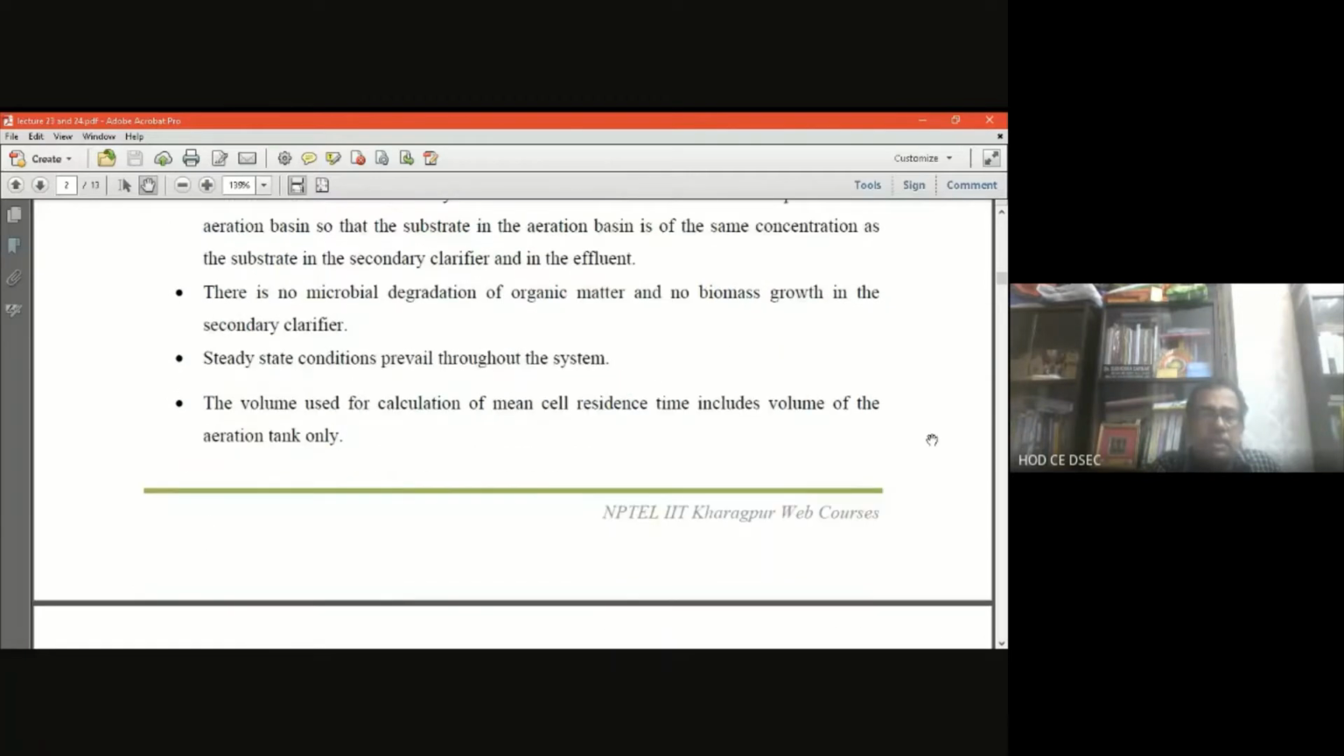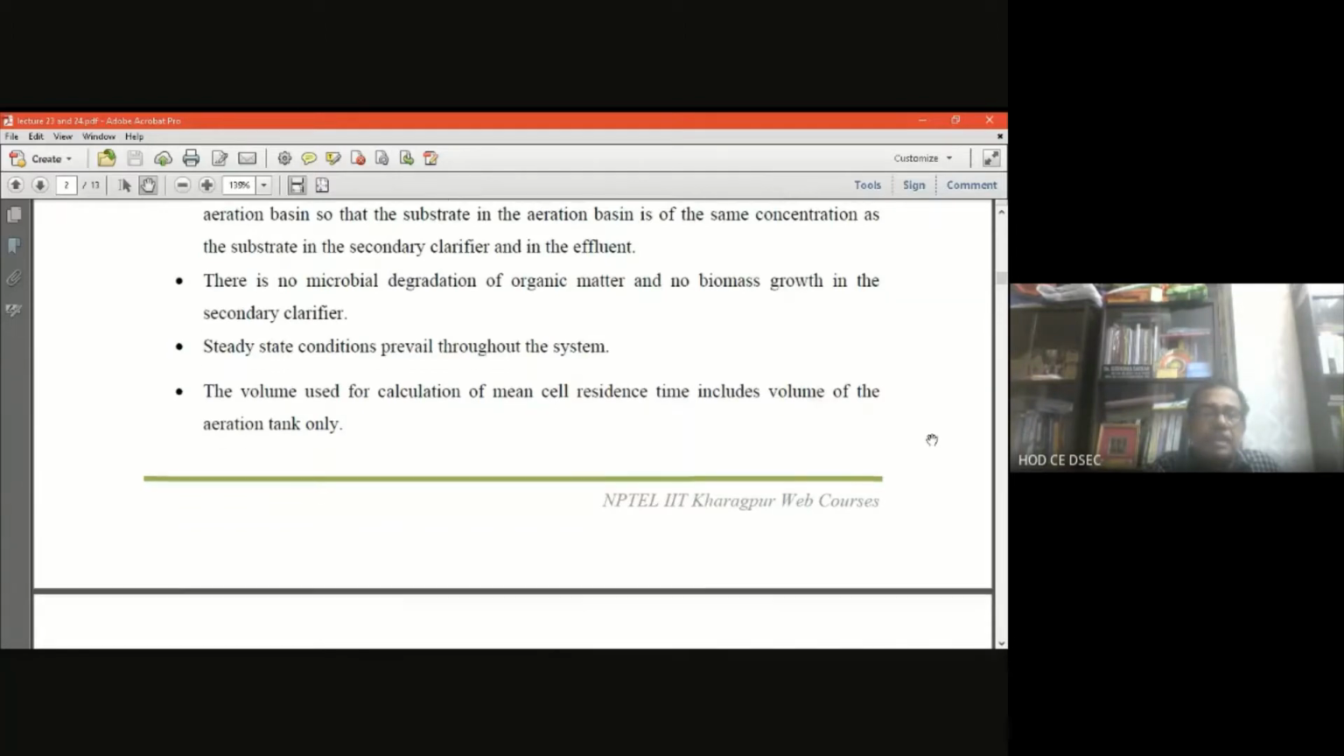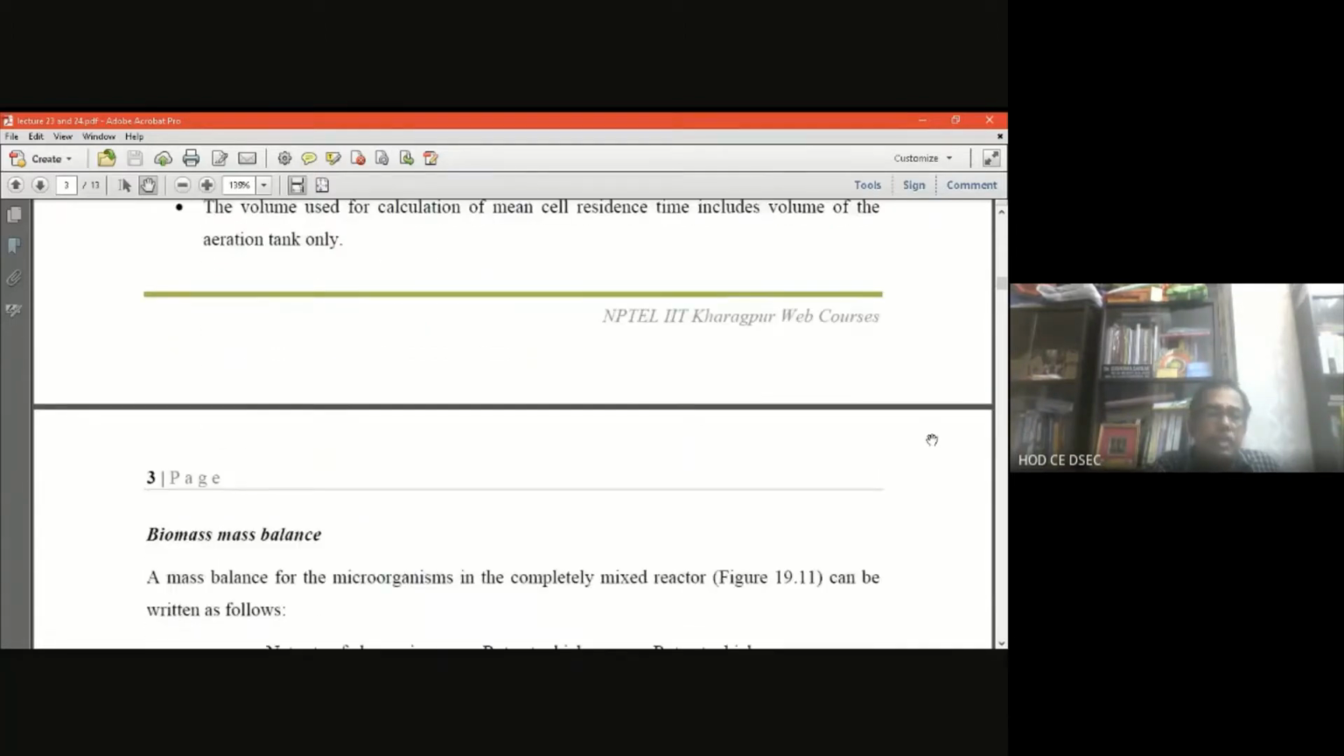In detail, we will discuss the significance of the steady state, because that is the fundamental thing for which the equation has to be developed, considering the steady state only. The volume used for the calculation, that is the residence time, means the volume of the aeration tank we will calculate.